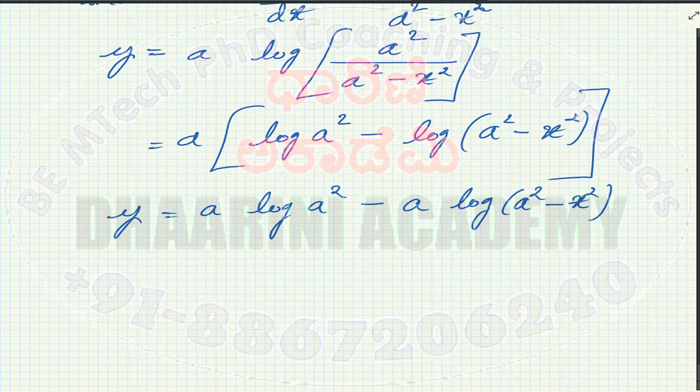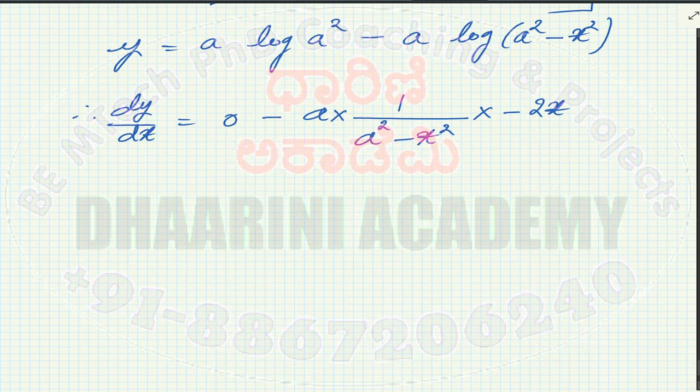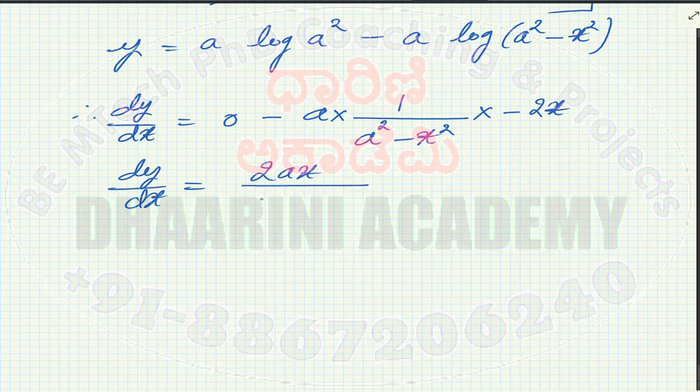So in order to find the ds by dx, my first step should be finding out the dy by dx. Therefore, first you find what is dy by dx. Dy by dx is equal to, first term is a constant, so that becomes 0. Then minus a into log of something is 1 divided by that, so this is a square minus x square going to the denominator, into differentiation of a square minus x square, which is minus 2x. Right, so this can be further simplified as follows. That is dy by dx is equal to minus of minus is plus, so the numerator becomes 2ax divided by a square minus x square. This is dy by dx.